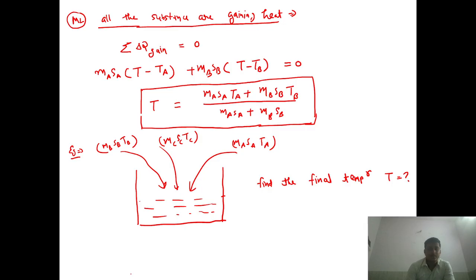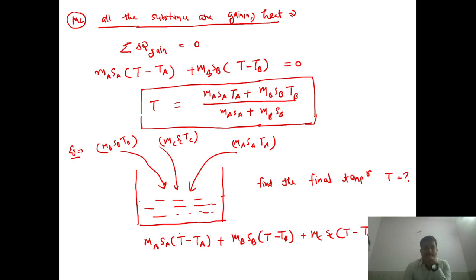So what will be the answer? Let's see how to do it. We will say the net heat gain by all will be 0. So I'm writing the heat gains of each substance: MASA (T minus TA) plus MBSB (T minus TB) plus MCSC (T minus TC) should equal 0.